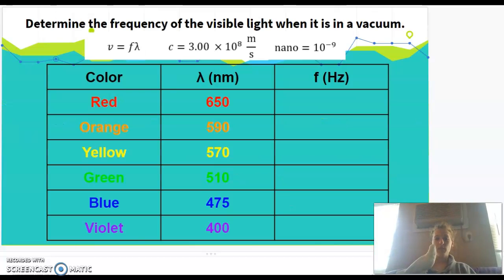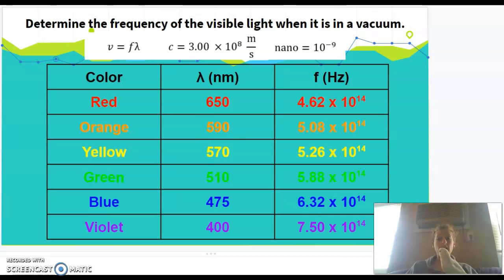So first, take a moment. This is the visible spectrum. Given all of the wavelengths of the visible light spectrum in nanometers, what is the frequency in hertz? Remember, you need to convert from nanometers to meters before you do your calculation. And we always know the speed of any light wave. Any wave on the electromagnetic spectrum moves at 3 times 10 to the 8th meters per second. So I feel you got these values. Just a little bit of practice.